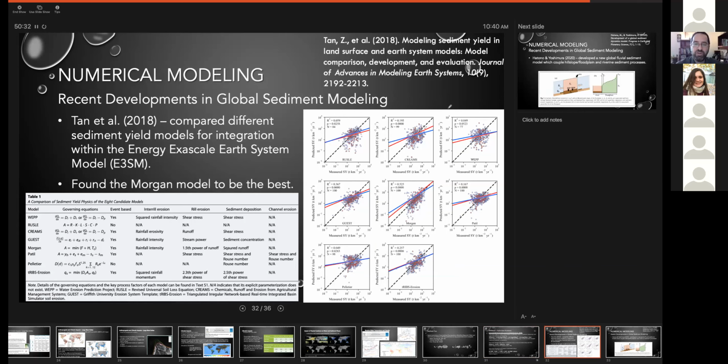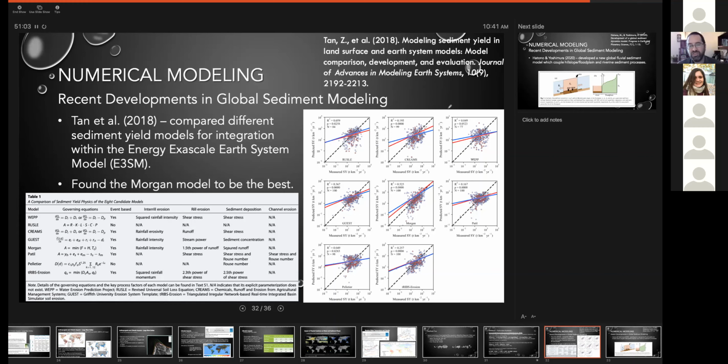I want to finish this presentation by looking at some really exciting new developments. As I mentioned earlier, there's been a renaissance in global fluvial sediment modeling in just the last couple of years. A lot of it comes from the availability of data, but I think much of it is also driven by the Earth system models.